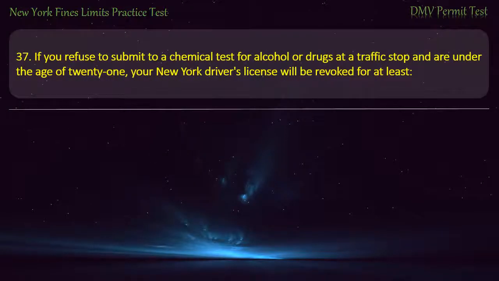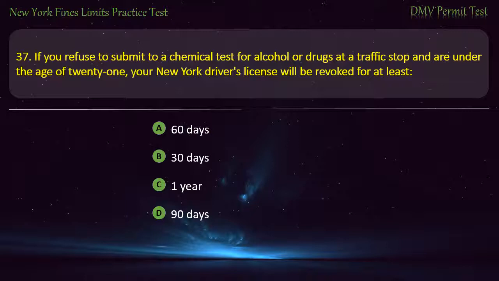Question 37. If you refuse to submit to a chemical test for alcohol or drugs at a traffic stop and are under the age of 21, your New York driver's license will be revoked for at least 60 days, 30 days, 1 year, 90 days. Answer: 1 year.